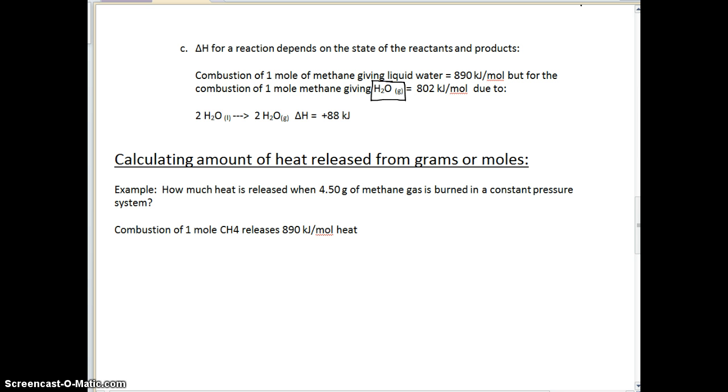The reasoning behind this, and really what this is all about, is that we need to make sure we watch our states when we do calculations. We'll do this later. If we take liquid water and convert it to gaseous water, that's a liquid to a gas, which we can call evaporation or vaporization, depending on where it's at. It's going to take some heat, because this is an endothermic process, and the amount of heat it takes is 88 kilojoules per mole. That's why you see a difference between 890 for the liquid water and 802 for the gas, because it takes some amount of energy to convert that liquid water to gaseous water. Hopefully that makes sense.